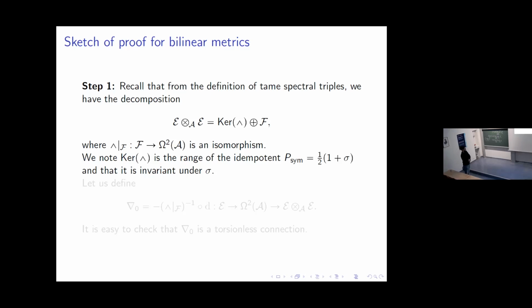Then let us define the following map, nabla naught. First D acts on E and takes it to omega 2 A, and then using the isomorphism, wedge restricted to F, inverse, we go from omega 2 A to E tensor A. It is a fairly easy check that nabla naught gives us a torsionless connection on E.